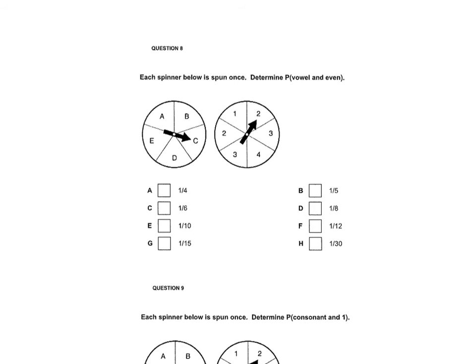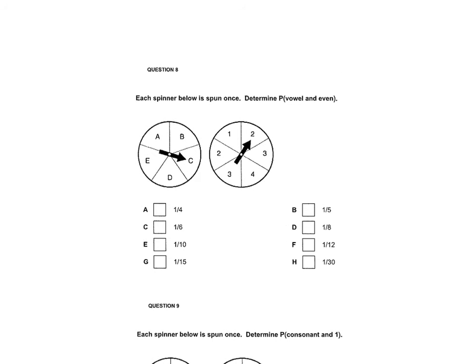Okay, same thing on these. Spinner 1 has 1, 2, 3, 4, 5, so that's my bottom number. Spinner 2, 1, 2, 3, 4, 5, 6. And it's asking for the probability of a vowel, so that's A, E, I, O, U. So spinner 1 has an A and it has an E. So that would be 2 out of 5.